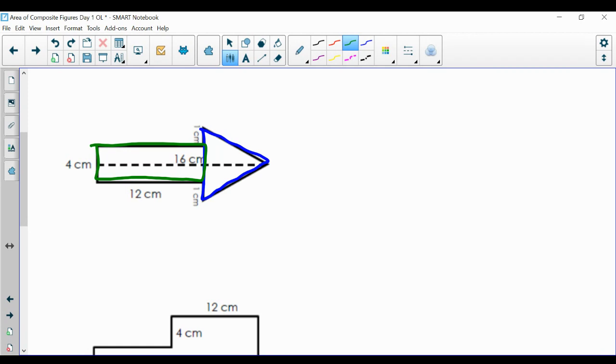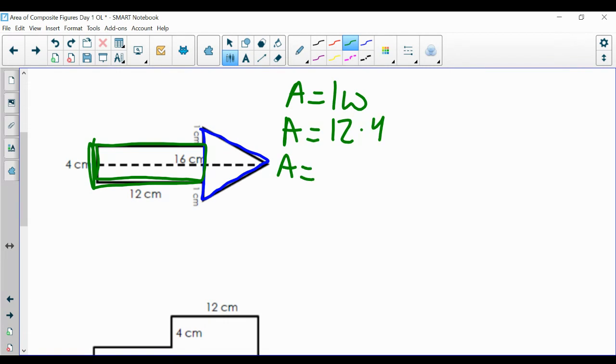All right, so let's again start with our rectangle. A equals length times width. My length is 12 and my width is 4. So A equals 12 times 4, which we know is going to be what? 48. Very good. Okay, so then we come back to our triangle.